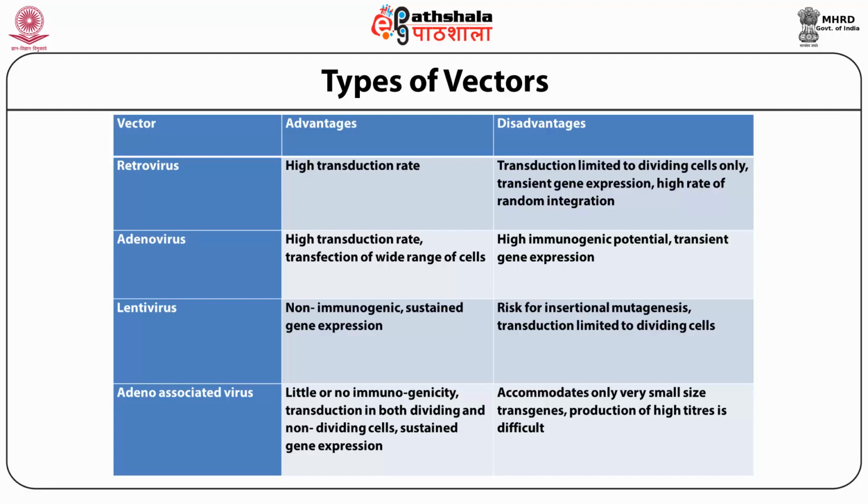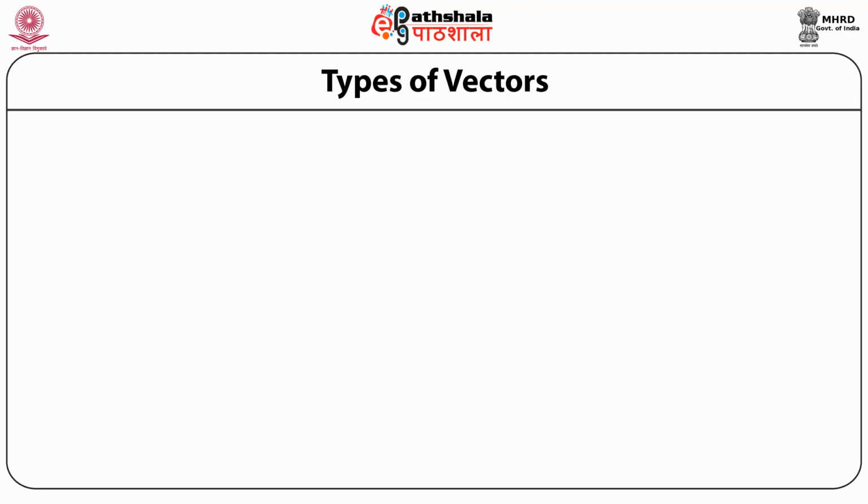Adeno-associated virus shows little or no immunogenicity and transduction can occur in both dividing as well as non-dividing cells. The gene expression is also stable. However, the disadvantage is that they can accommodate only a very small size of transgene and the production of high titers is difficult. Let's see what non-viral vectors are.